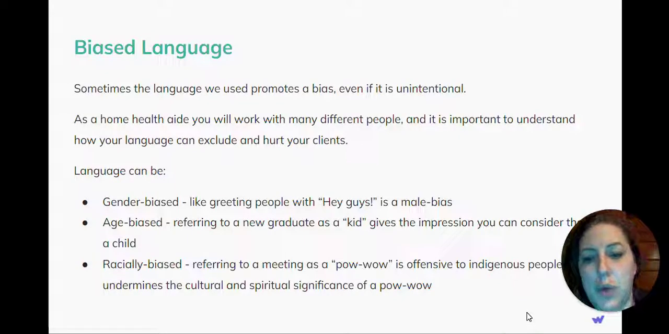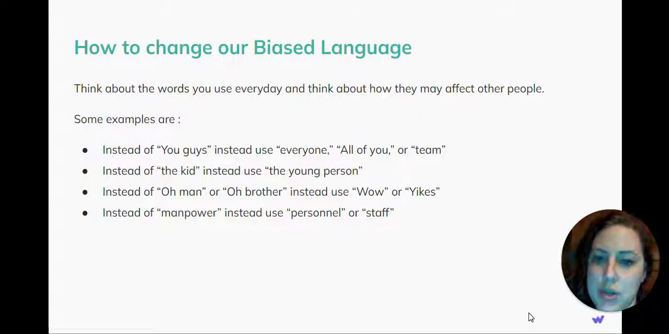As a home health aide, you will work with many different people, and it's important to understand how your language can exclude and hurt your clients. Language can be gender biased, like greeting people with "hey guys" is a male bias. It can be age biased, referring to a new graduate as a kid gives the impression that you consider them a child. It can be racially biased. Referring to a meeting as a powwow is offensive to Indigenous people and undermines the cultural and spiritual significance of a powwow. Think about the words you use every day and think about how they might affect other people.